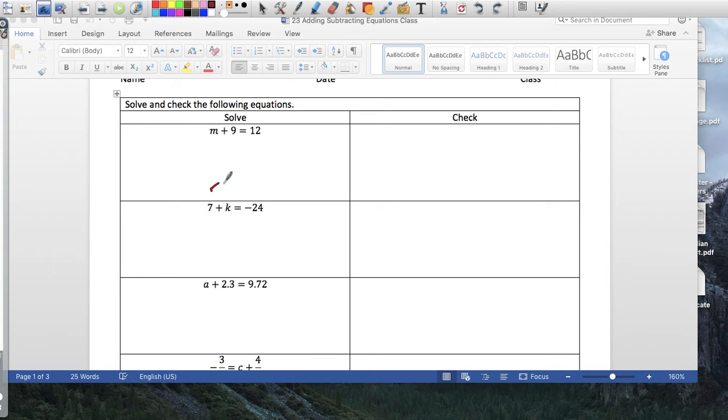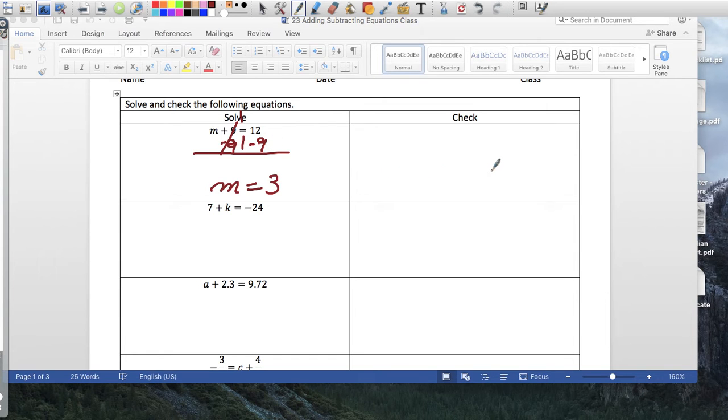So the first one here, we want to isolate our variable, so we want our variable to be alone. In order to do that, we're going to use inverse operations. We split our equation into two parts, my left side and my right side. I need to get rid of that plus 9, so I'm going to do minus 9. Plus 9 and minus 9 becomes 0, and all I have left over on this side is m. I did minus 9 on that side, so I'm going to do minus 9 on this side, and 12 minus 9 is 3.